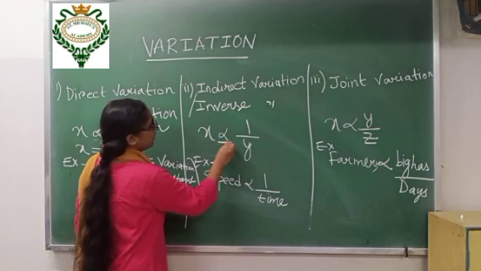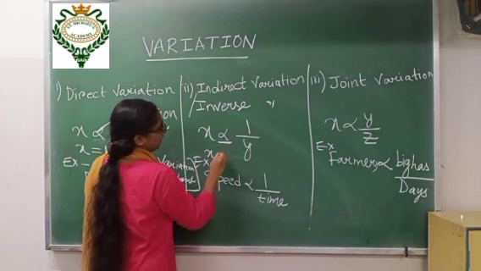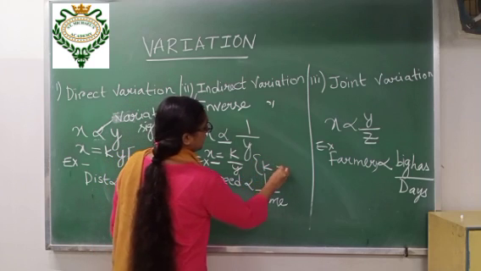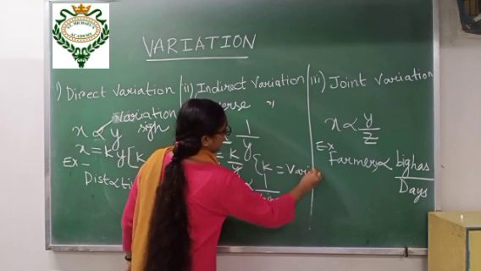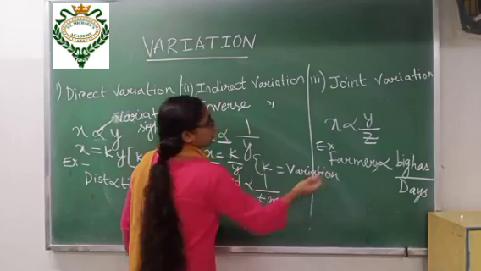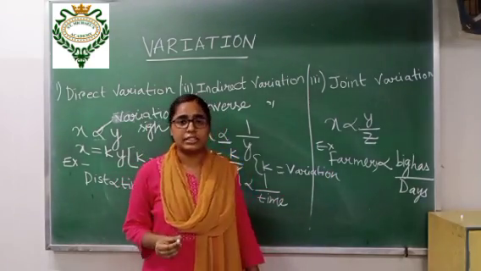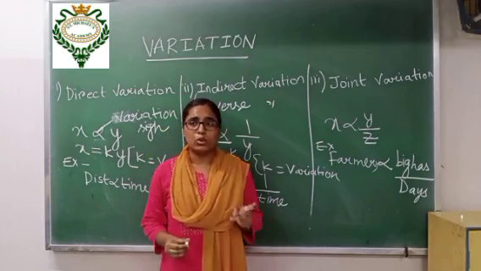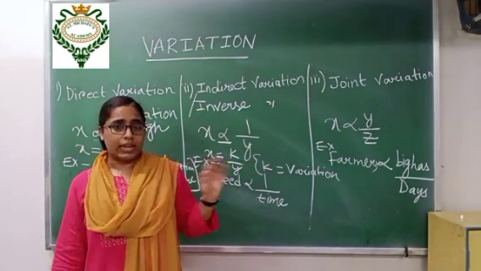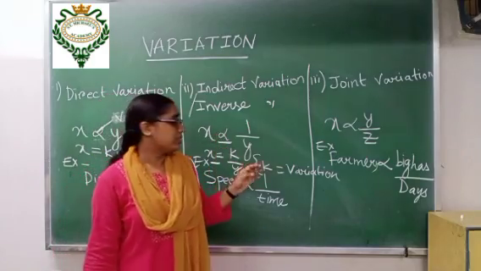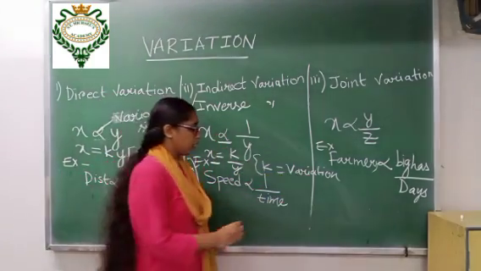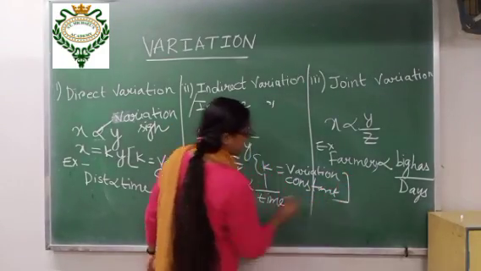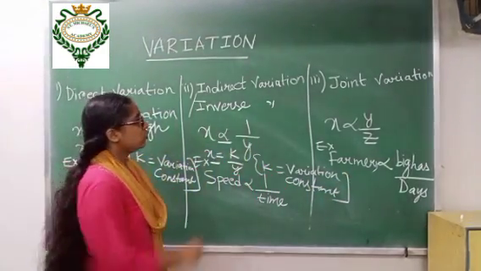Again, if you want to remove this variation sign, what will you do? Equals to sign and 1k by y. And this k is nothing but the variation constant, and its other name is also the constant of proportionality. But learn only one, and in each and every question in your board exam, when you attempt it, please write k equals to variation constant. Otherwise marks will be deducted. Okay, understood? Now joint variation.